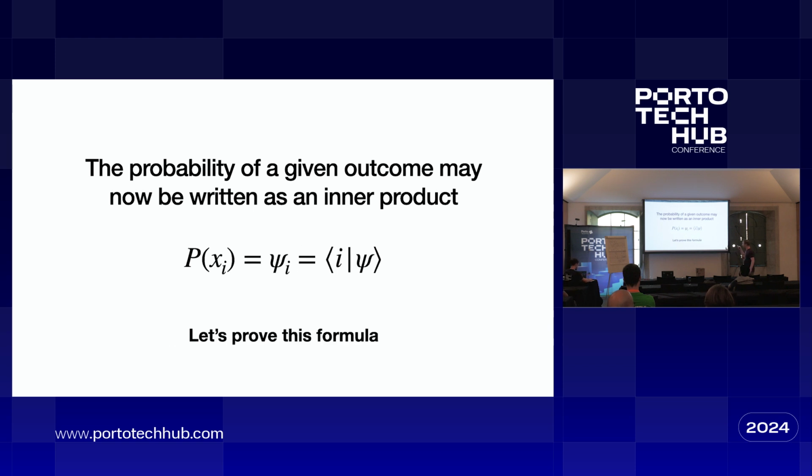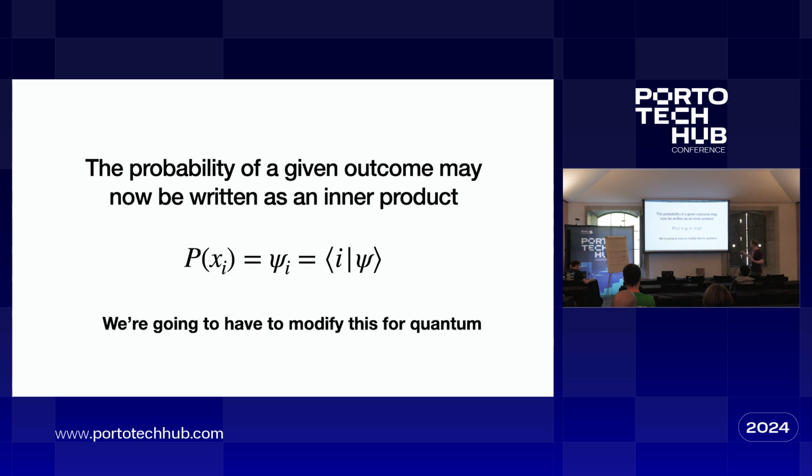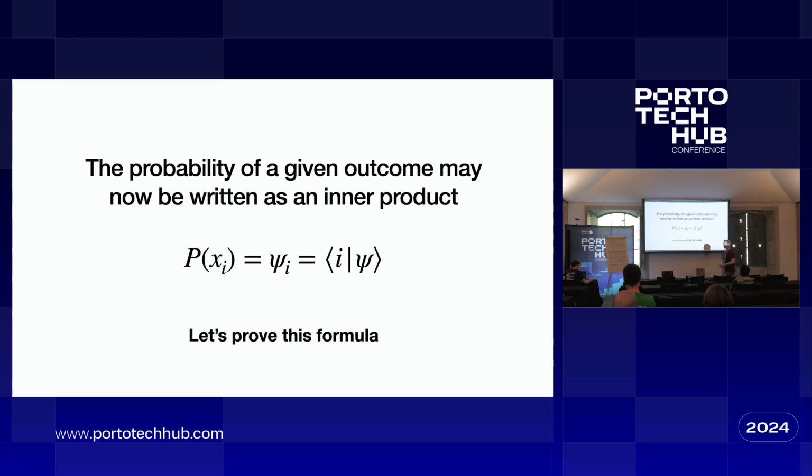Okay. In general, we write this like this. The probability of an outcome is the psi I, the coefficient I talked about before in the vector, which is the inner product of the basis vector with the vector, okay? I'm not saying anything deep in here. I'm saying something super trivial, okay? Okay. Let's prove that formula.